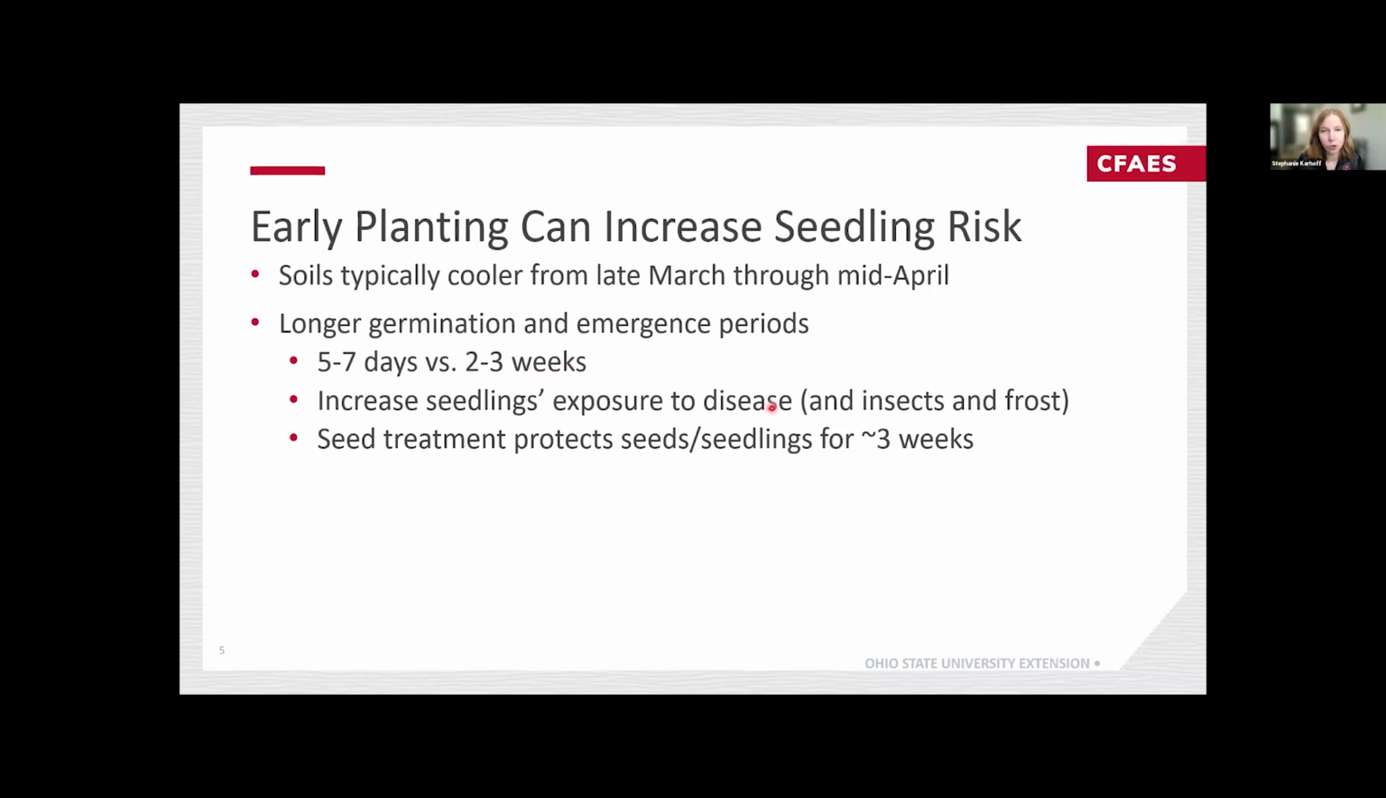And like we saw in soybeans with the seed corn maggot and increased disease pressure and weather problems, probably all three of those are going to interact and really have some detrimental effects.